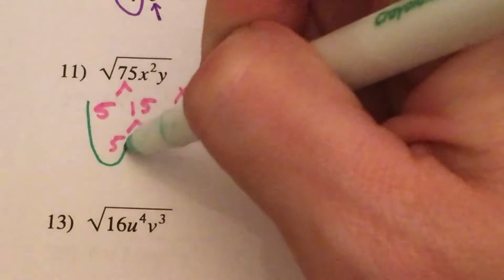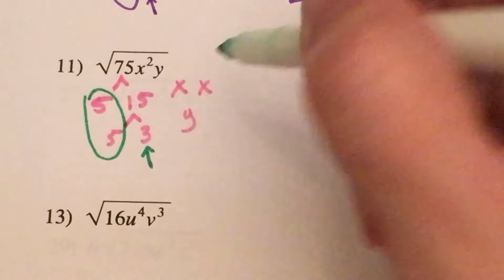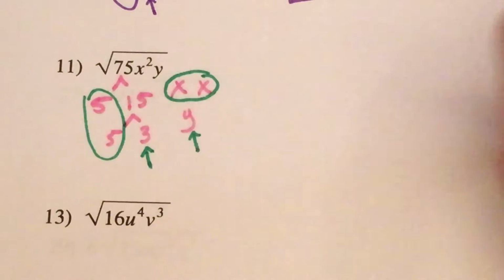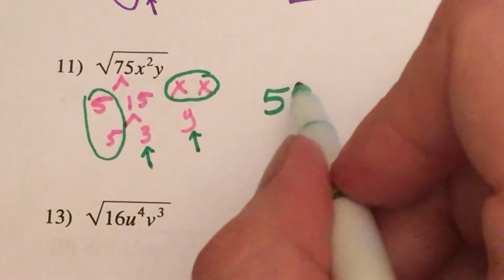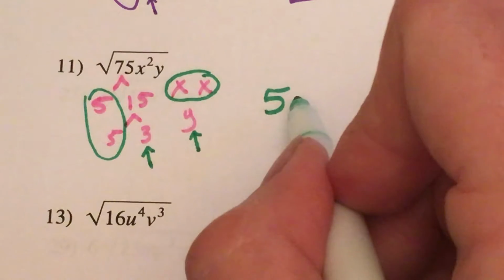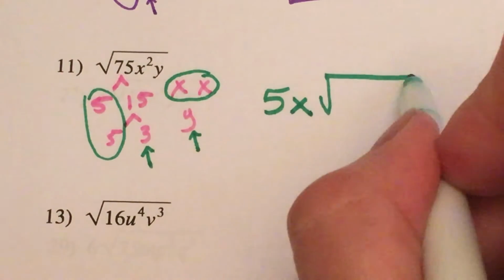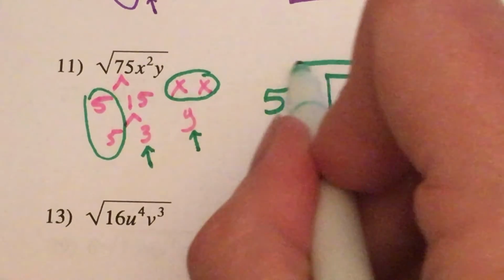I got a bundle of 5s, leftover 3, bundle of X's, leftover Y. Representative of the 5s, representative of the X's, square root, leftover 3Y. Done.